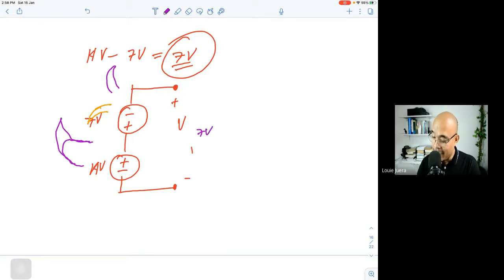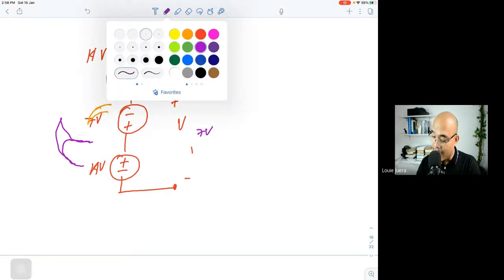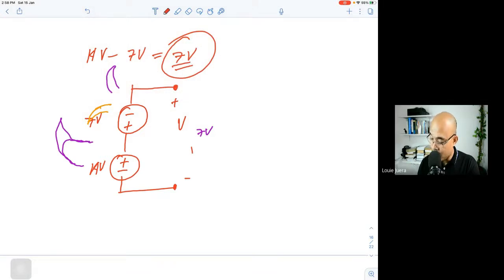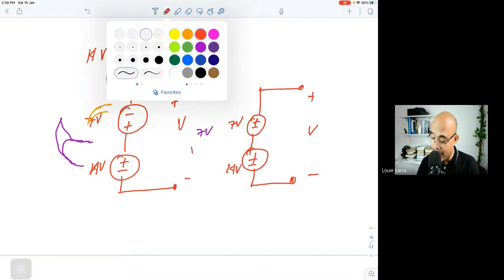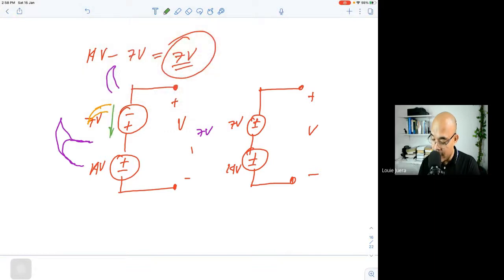However, if I'm going to arrange this one into aiding, so that is plus minus, and then you have here plus minus, and then you're going to measure the voltage here, and this is 14 volts, and this one here is 7 volts, and then this is aiding. Take note, the positive indicates the direction of your wave. So in this particular case here, the direction of your wave here is through this line here, and then the direction of the wave for the 14 volts is through there. So in this particular case here, this is opposing.